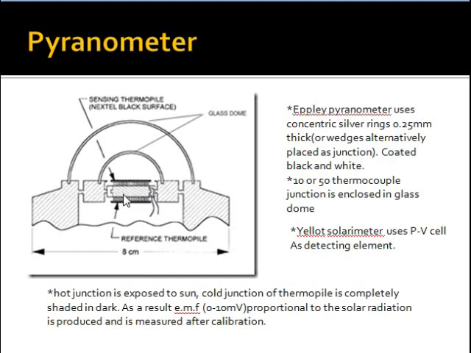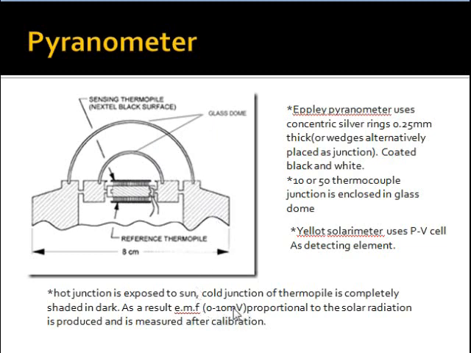Because of this temperature difference between the junction exposed to the sun and the one not exposed, an EMF is produced, and that will be measured, calibrated, and read as the intensity of radiation coming into the pyranometer. And we can see there is a hemispherical glass dome. These are glass domes which allow the light to enter the sensor.